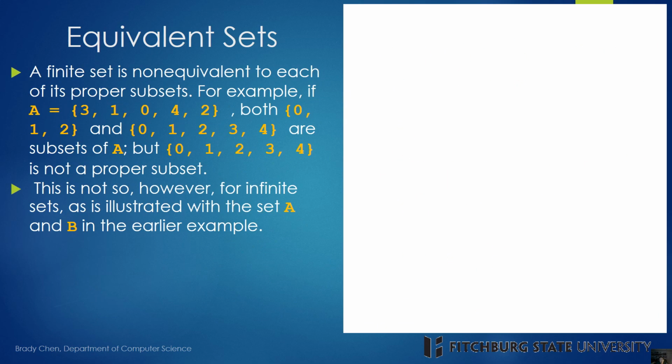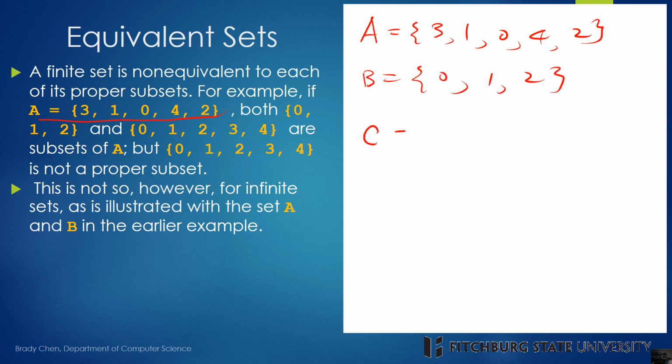Now, for a finite set, a finite set is non-equivalent to each of its proper subsets. For example, suppose I have a finite set A. In this case, A contains 3, 1, 0, 4, and 2. Then B is 0, 1, 2, right? And C is 0, 1, 2, 3, 4. Now we can say A and C are equivalent, right?